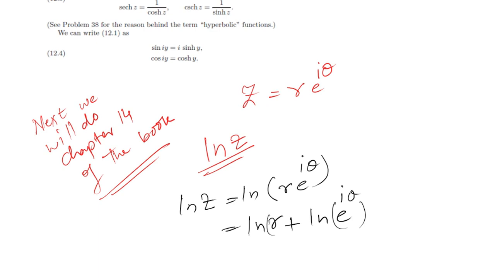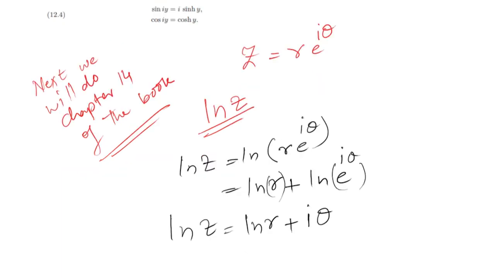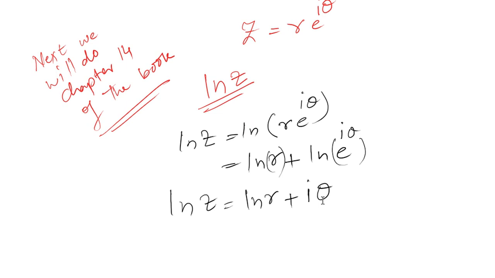So you just distribute the log, and this will be log of r plus, log and exponential cancel each other, so you get iota theta. So this is usually what we write, using the power rule and the logarithmic rule, and this is our function. But you cannot define a function all the time with this formula. This formula is incomplete.